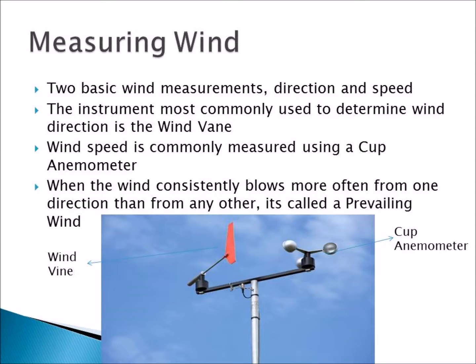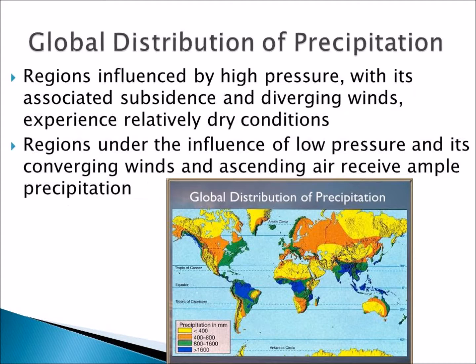Measuring wind. There are two basic wind measurements, direction and speed. The instrument most commonly used to determine wind direction is the wind vane. Wind speed is commonly measured using a cup anemometer. When the wind consistently blows more often from one direction than any other, it's called a prevailing wind. Below you can see a wind vane as well as the cup anemometer that is used to determine the direction and the speed of wind.